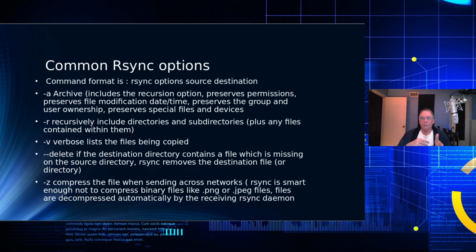And of course, we talked about recursion already. The -r is how to specify that if you're not using the archive bit. There's a -v, which is a verbose mode that just shows you a list of files as they're copied from the source over to the destination.